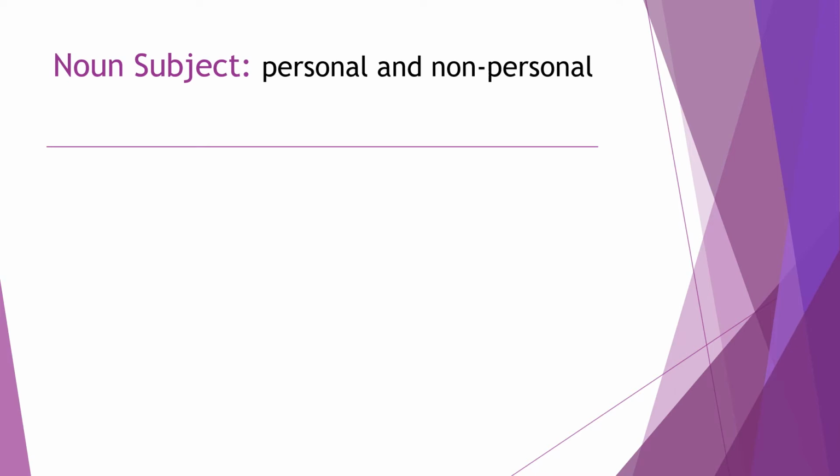For now, let's learn the different types of subject in a sentence. Let's start with a noun subject. A noun subject could be a personal and a non-personal noun. When we say personal, it means we are talking about a particular person. So we use here a name of a person or even an animal.